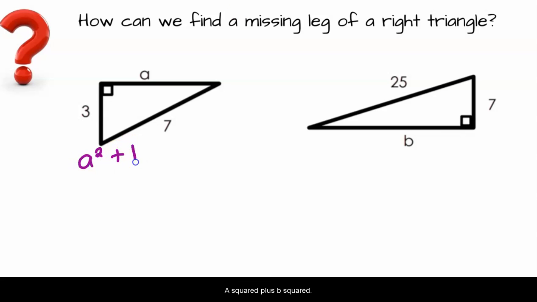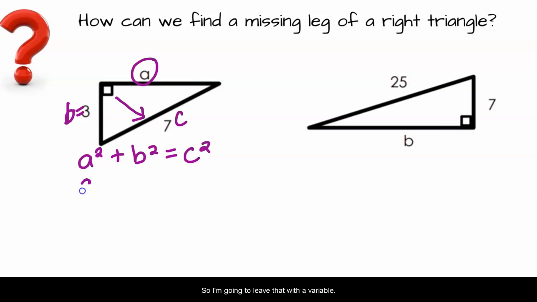A squared plus B squared equals C squared. Now, if I'm trying to figure out which number is C, I have 3 and I have 7. Now remember, the hypotenuse is going to be opposite the right angle. So I know that C is 7 and B is 3. So now I'm going to plug in my values. What I don't know is A, so I'm going to leave that as a variable. Let's go ahead and put in our values.